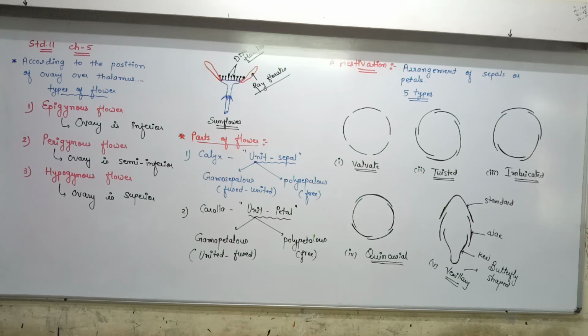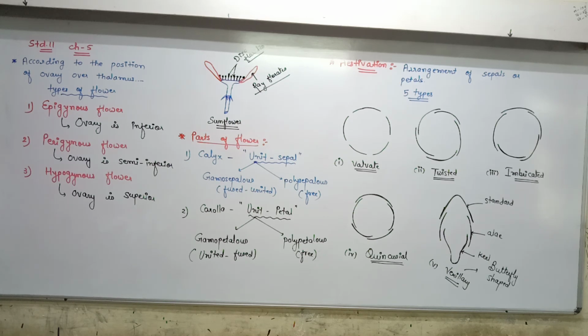The largest, known as standard, overlaps the two lateral petals known as wings, or you can say alley, which in turn overlap the two smallest anterior petals known as keel, and both are fused together. This is known as Rexillary type of the excavation or Papilionaceous.